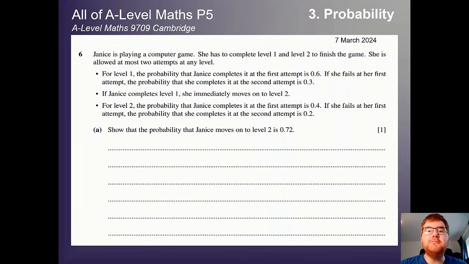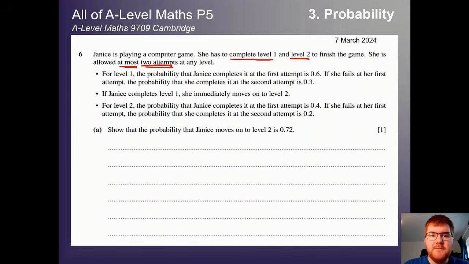Okay, and on to the probability section of this video. Again, it's all about reading the question and being very careful when you construct your tree diagram as we go through. So Janice is playing a computer game and she has to complete levels 1 and 2 in order to finish the game. She is allowed at most 2 attempts at any particular level. So as I read through the question, I'm going to construct my tree diagram so I have the situation represented.